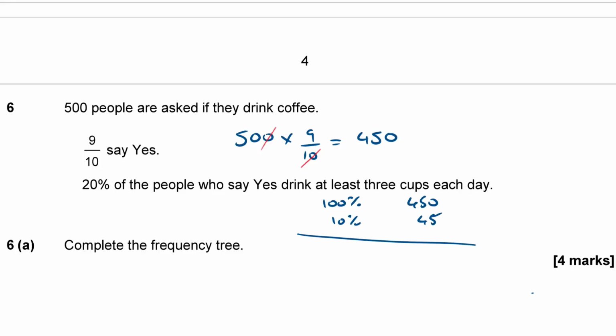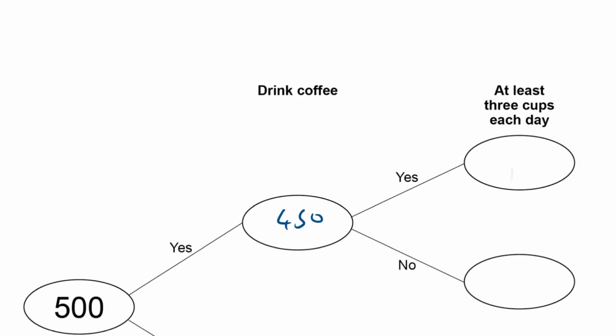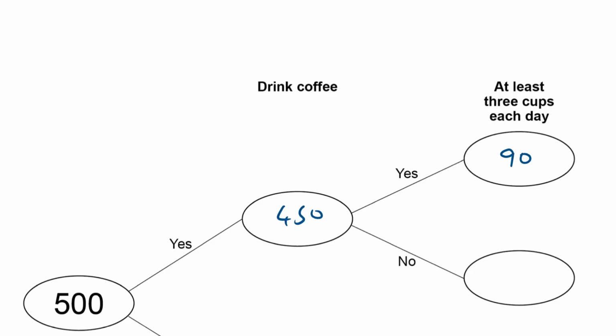So then if I take 2 of those, so I times that by 2, I can find 20%. So if I also do the same over here, times 2, I shall find that 20% is equal to 90 people. So 90 people say yes, they drink at least 3 cups a day. So 90 up here. Then the remainder say no.